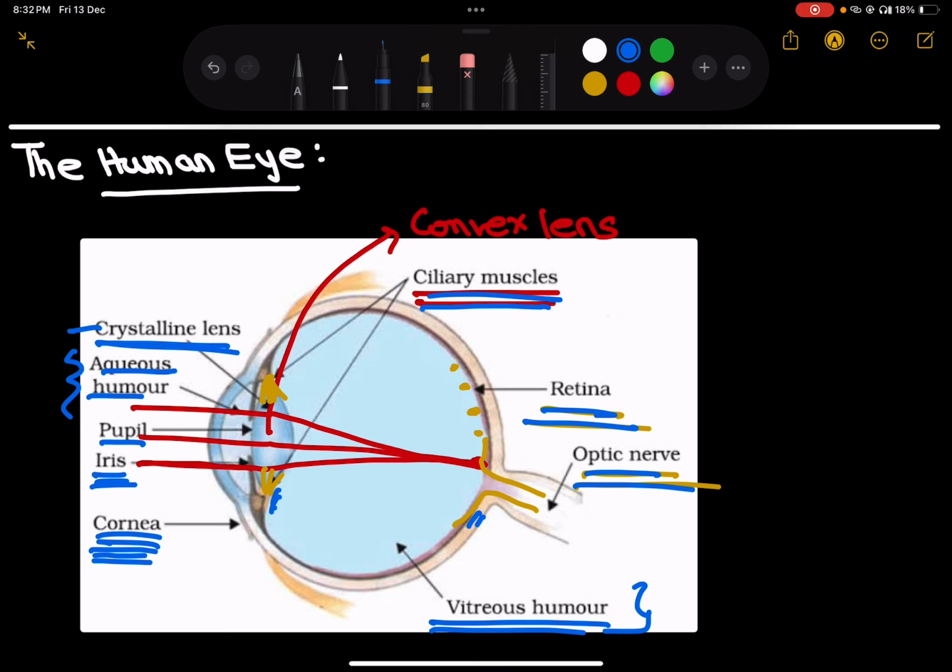In between the cornea and the iris, aqueous humor is present. In between the iris and retina, vitreous humor is present. Okay? Both are liquids which are there to moisten the eye and make sure that it does not dry up. So that is a quick summary of the human eye.